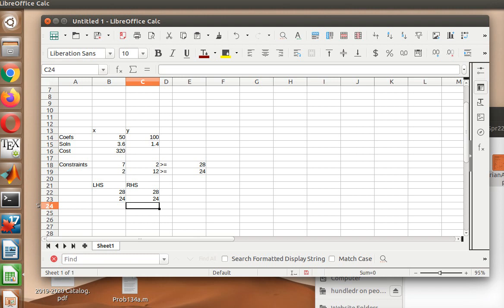Try it out and see what happens, either with Excel or LibreOffice Calc. I should say Excel is pretty much the same thing. I don't have a copy of Excel on this computer, but I'll try to find one, and then I'll try to post the solution to that.